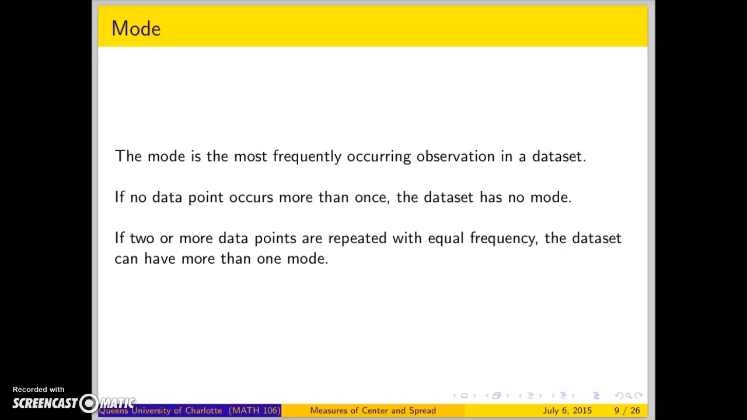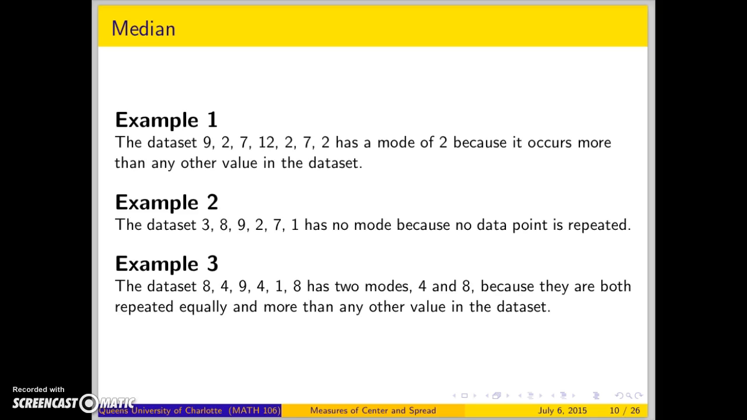The mode is the most common observation in the data set. There may be no mode if we have no observations that occur more than once. If you have 2 or more data points that have equal frequency, the data set can have more than one mode. Here are some examples. Example 1 has a mode of 2 because 2 comes up more often than any other values. Example 2 has no mode since no data point is repeated. And then example 3, 4 and 8 are repeated an equal amount of times, more than any of the other data values, so it has 2 modes.